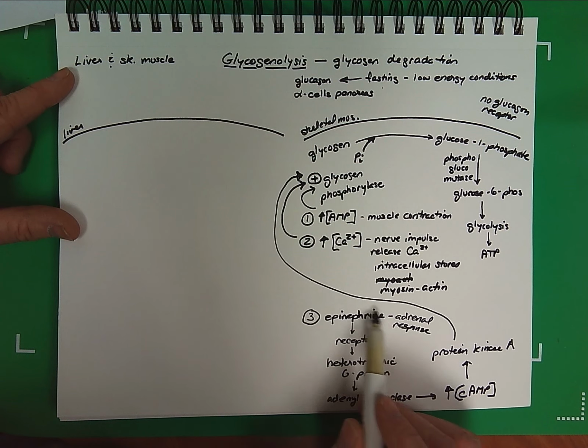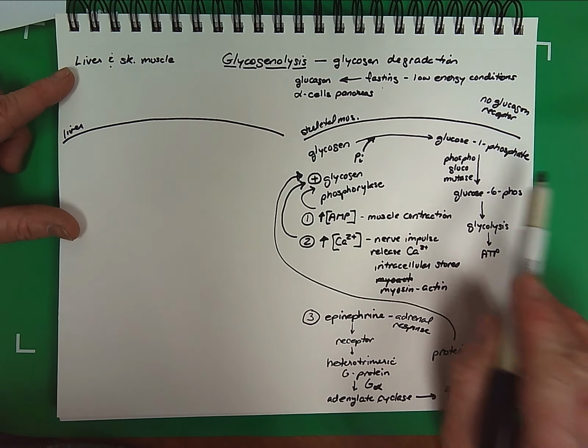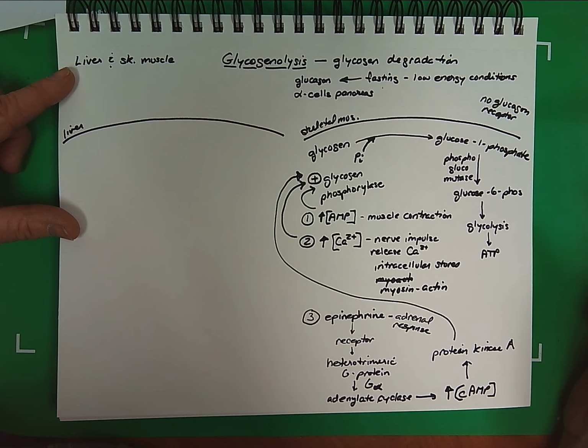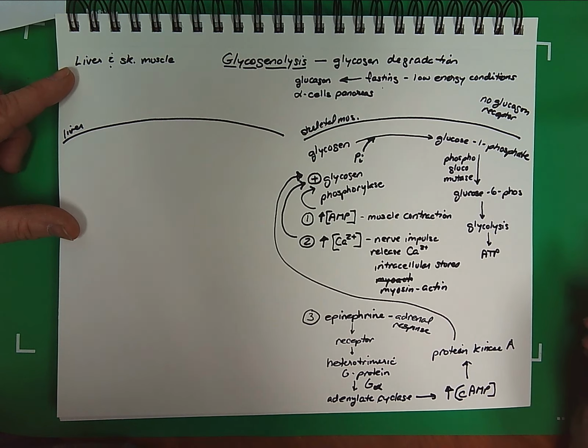Simply, if we are in a fight or flight response, we are going to be maximally using our ATP for myosin-actin interactions, and so we need to make sure that our ATP stores are not depleted and are restored from our glycogen sources. Each one of these signals is slowly increasing the activation of glycogen phosphorylase.